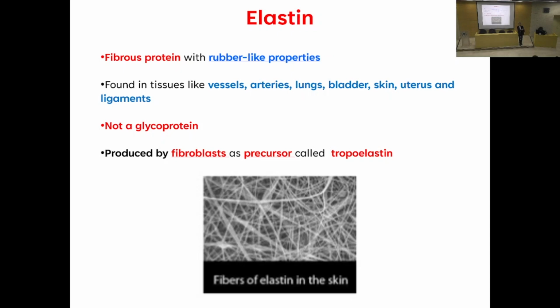The vessels, what else? The lungs: when you inflate, your lungs increase in volume because the lung tissue is also made of elastin. So anything which needs extension, this kind of elasticity, is due to the presence of elastin. This elastin is not a glycoprotein, unlike collagen. The collagen is a glycoprotein; however, the elastin is not a glycoprotein. The elastin is produced by fibroblasts.